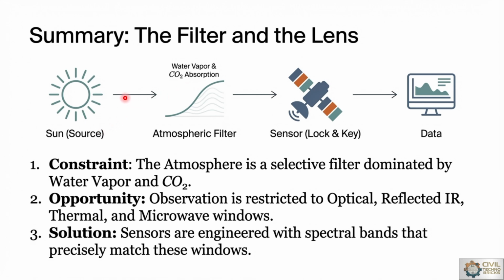With reference to that heat or thermal heat, the atmospheric filter will be there, where water vapor and carbon dioxide absorption will occur, and that will be collected by the sensors with reference to the atmospheric correction and atmospheric window, so that we collect the data and present it on the basis of constraint. The constraint is that the atmosphere is a selective filter dominated by water vapor and carbon dioxide. Opportunity: observation is restricted to optical, reflected infrared, thermal and microwave windows, so the sensors are engineered with spectral bands that precisely match these windows.